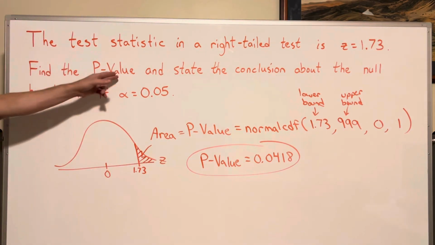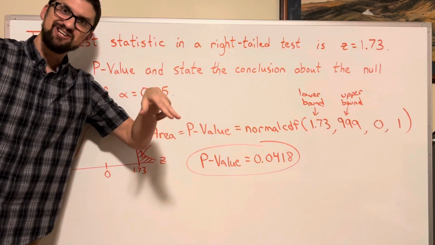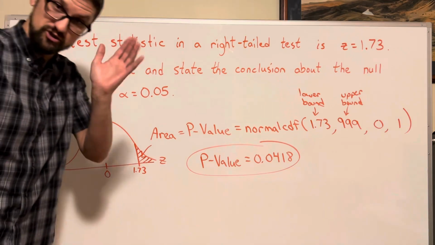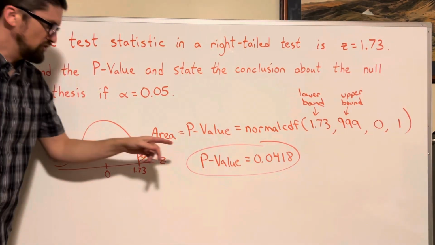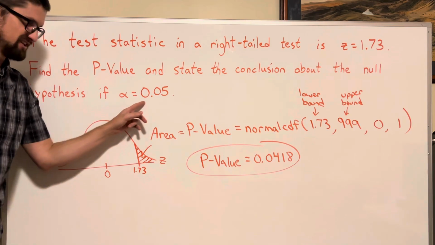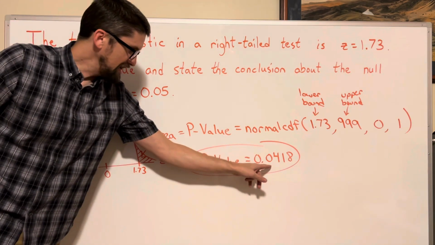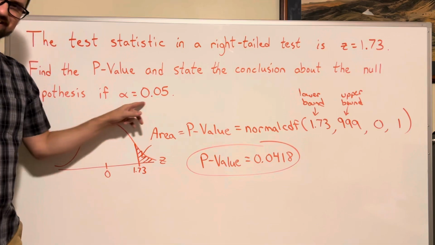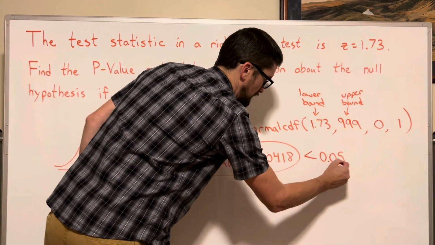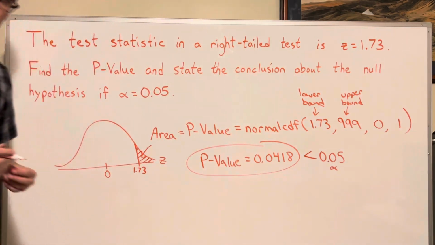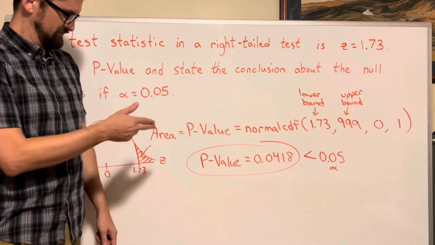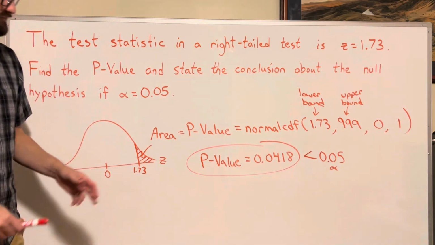Right? So let's find the p-value. But now I need to state the conclusion about the null hypothesis. And there's something called a p-value method, where you compare the p-value with the significance level. Now the p-value here, 0.04, is less than the significance level. It's less than alpha.